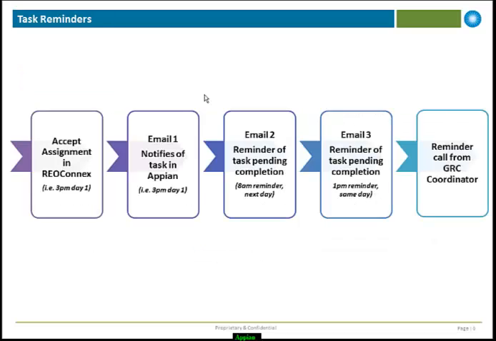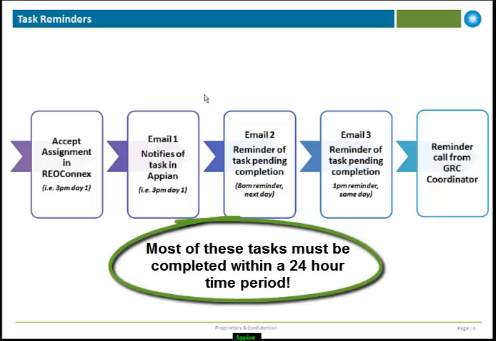You will receive task reminders from Appian. After you accept the assignment in RioConnect, you will receive an email telling you you have tasks pending in Appian. If the tasks are not completed within the timelines, you will receive follow-up emails reminding you that you have tasks due. You will receive these reminders until the task is completed or you receive a call from your Green River Capital coordinator to complete your task. Again, most of these tasks need to be completed within a 24-hour time period.